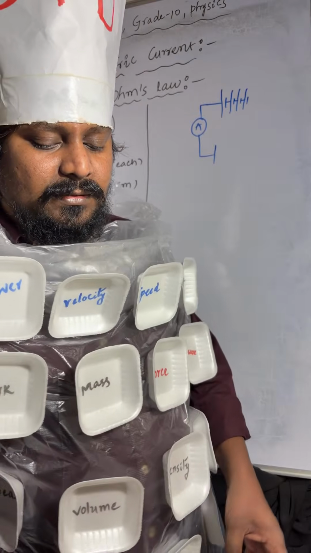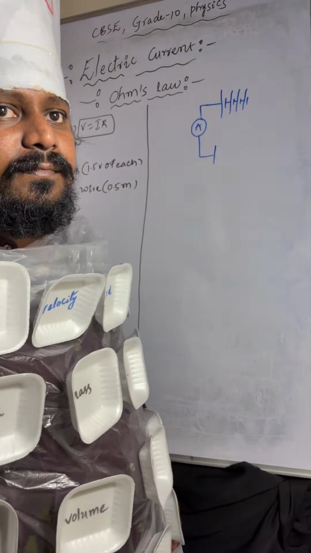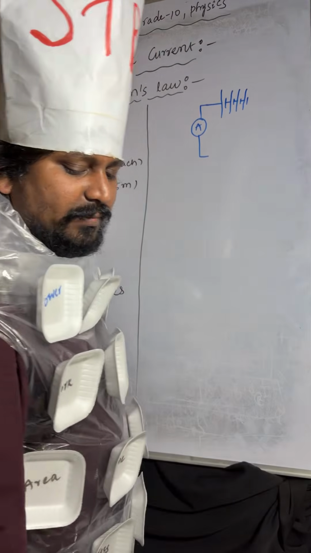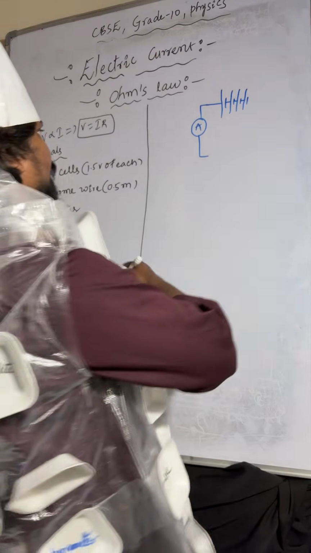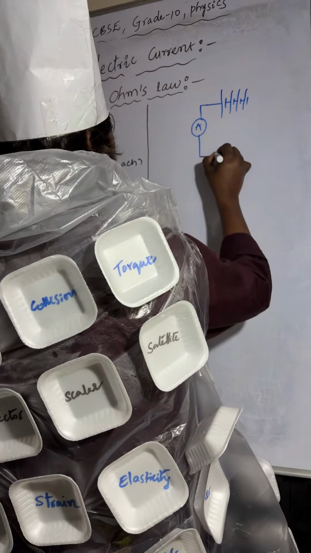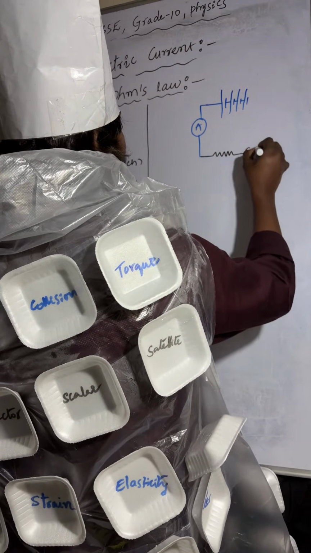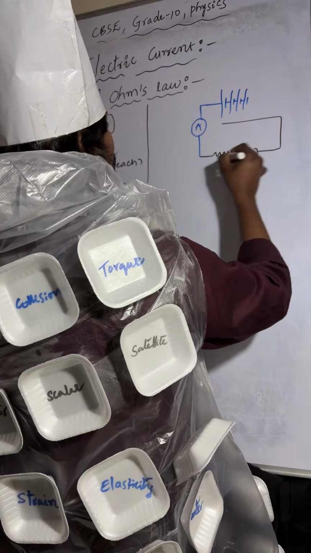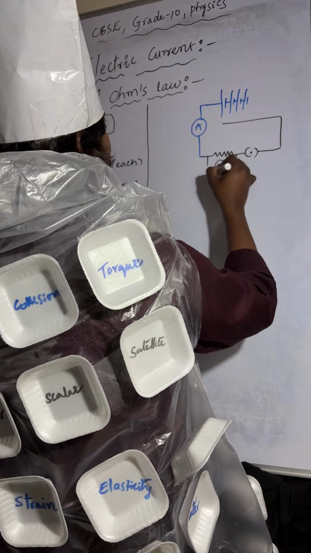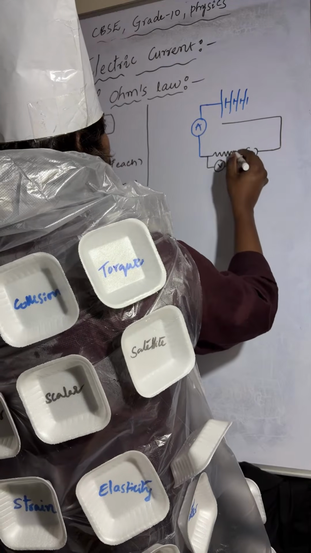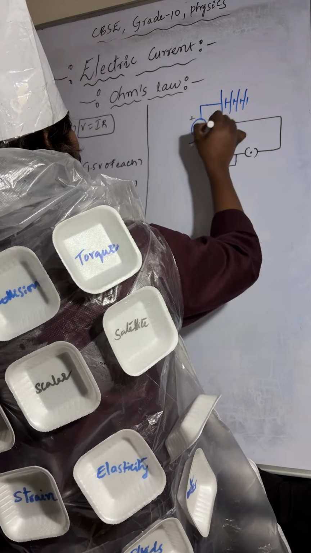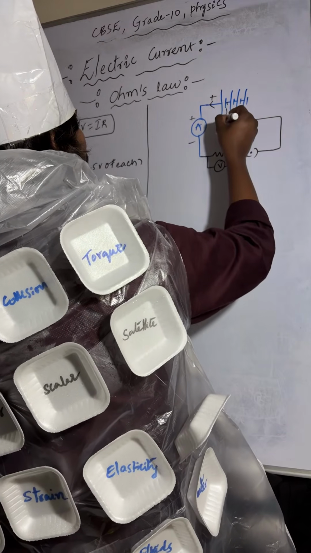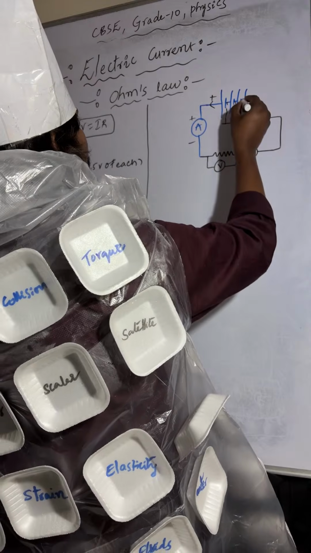Here I'm connecting the resistor, then the switch. Here I'm connecting the voltmeter to measure the potential difference. Positive terminal, negative terminal, the current is flowing here and here.